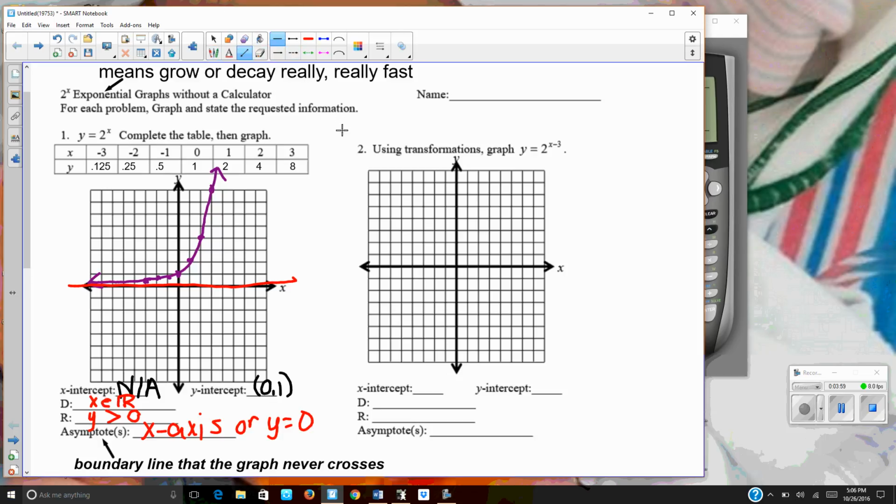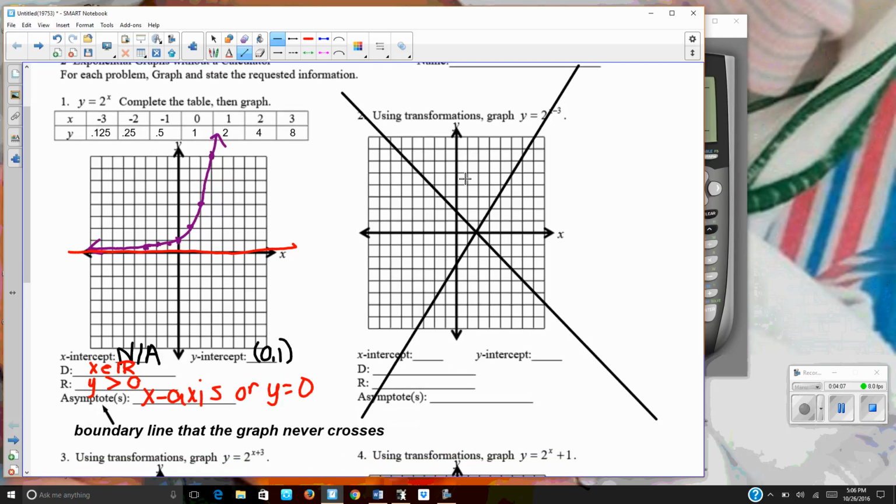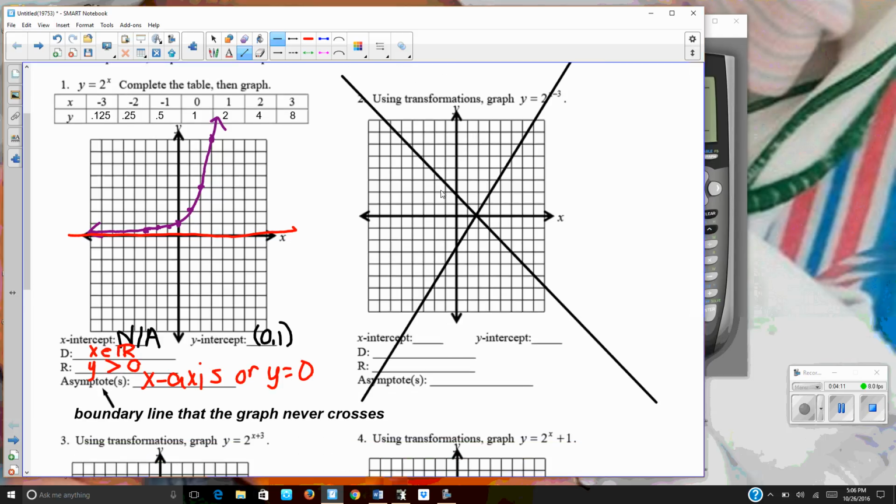We're going to skip 2. So we're not going to do 2, but we're going to look at 3. Just for time's sake, we're skipping 2. There's no real reason that's a problem. Eventually you'll be able to do it with no problem at all.